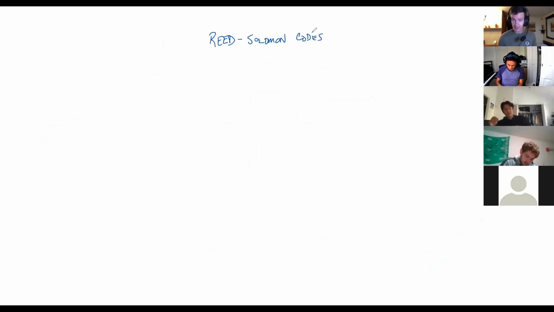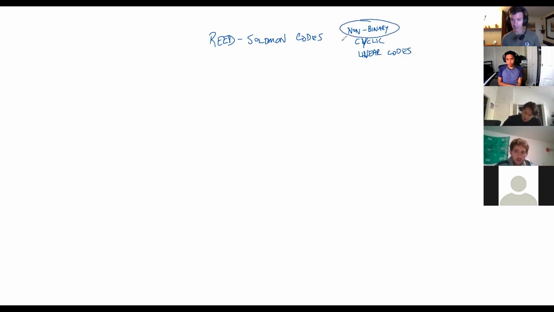And the context I'm going to give you here is Reed-Solomon. If you see Reed-Solomon, I'd like you to think these are non-binary cyclic, like linear codes. And the reason we've been doing so much buildup is because of this part: these are now non-binary codes. They're not just bits.